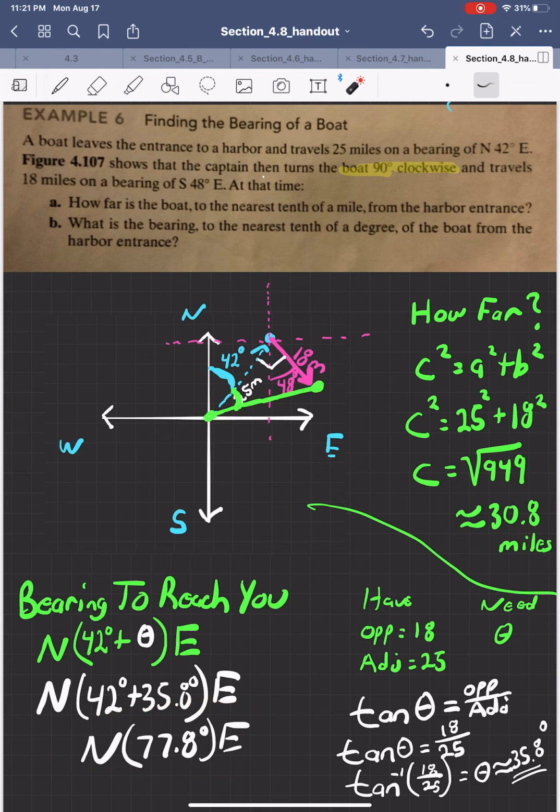Beautiful. Everyone's happy. All right. I hope that made sense, and that will conclude chapter 4.